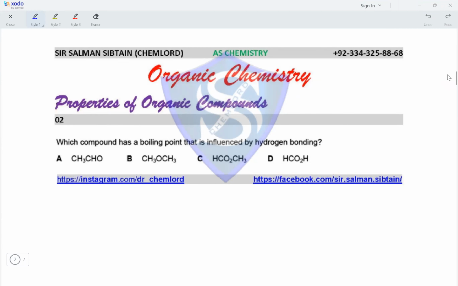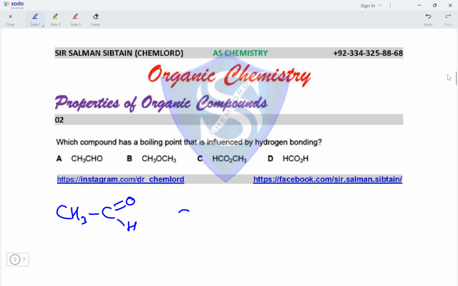Question 2. Which compound has a boiling point that is influenced by hydrogen bonding? So A has a CHO group, which means it is an aldehyde, and an aldehyde has a C double bond O group, which has a difference of electronegativity. So it would have permanent dipole-dipole attraction and not hydrogen bonding.